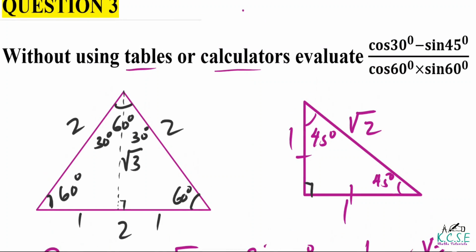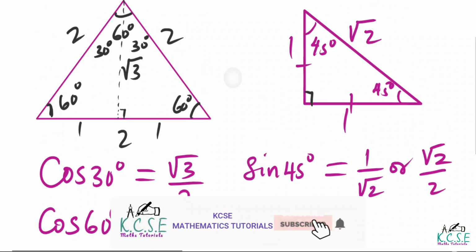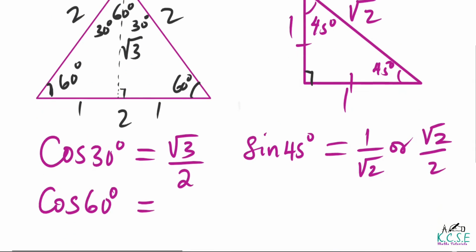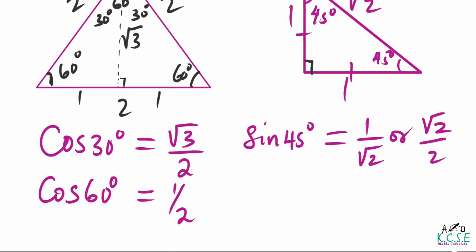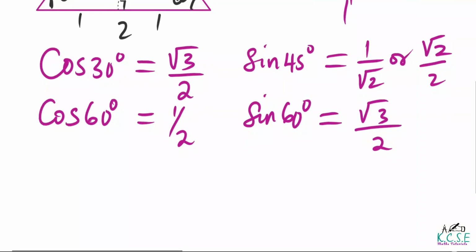The other thing that we need is cosine of 60 and sine of 60. So cosine of 60 degrees will be obtained from either of these angles that we have here. Cosine is adjacent over hypotenuse, so this will be a half. Then sine of 60 degrees will be opposite over hypotenuse, using either of these 60 angles here. So opposite, which is root 3, divided by hypotenuse, which is 2. Now having those values of the trigonometric ratios, we can go to the question.